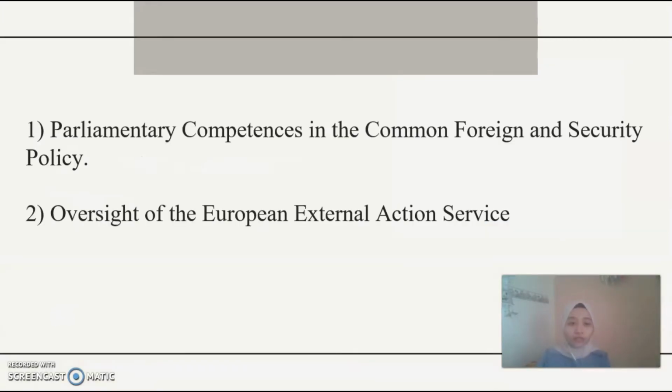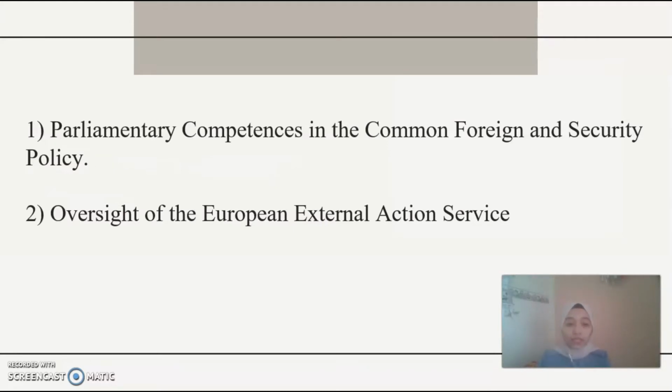So the first point is parliamentary competences in the common foreign and security policy. The Common Foreign and Security Policy, which is CFSP, is deemed as intergovernmental. The binding and non-binding agreements are combined to allow for formal and informal legislative influence in policy making.